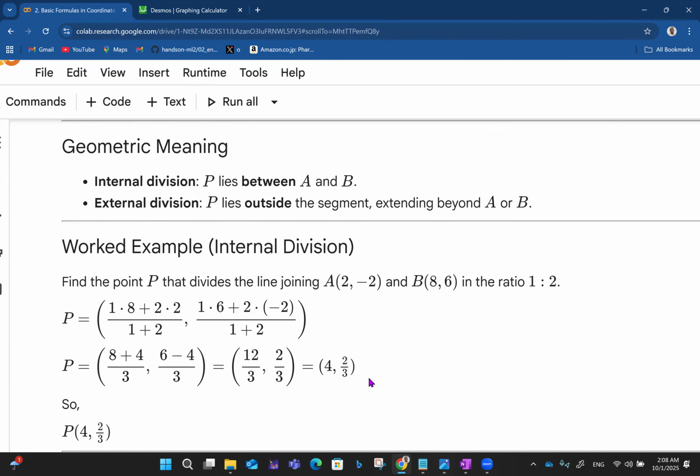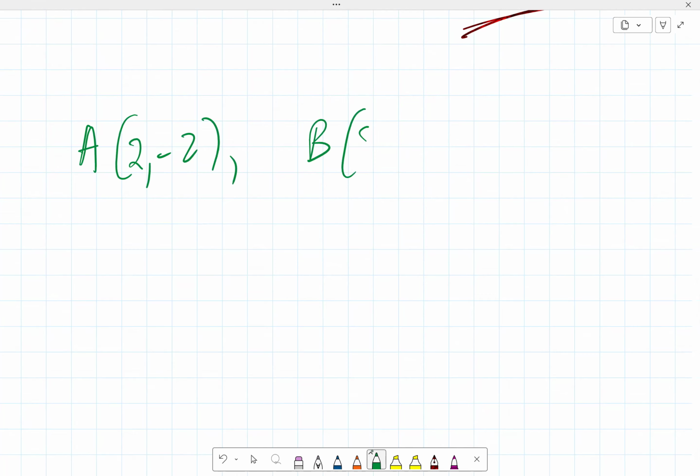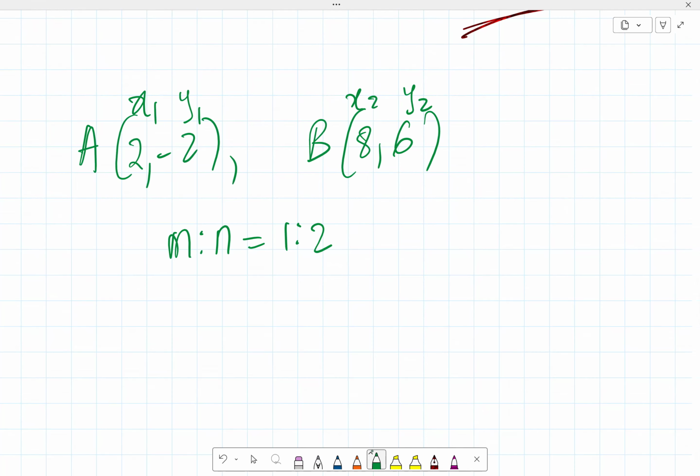So first of all, for internal division, we want to find the point P that divides the line joining 2, minus 2 and 8, 6 in the ratio 1, 2. So let's go to our worksheet. We need to find the point that divides A, which is 2, comma minus 2, and B, 8, comma 6 in the ratio m, comma n, which is 1 ratio 2. This is x1, y1, x2, y2. That always helps in whatever you want to do.